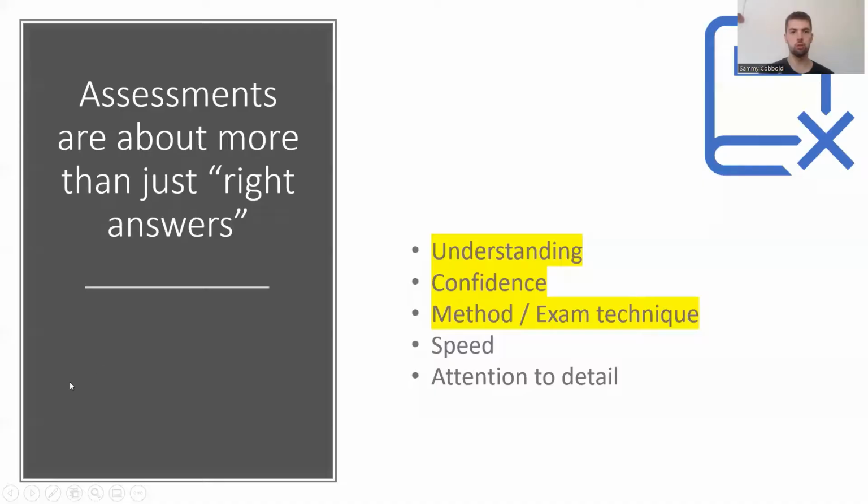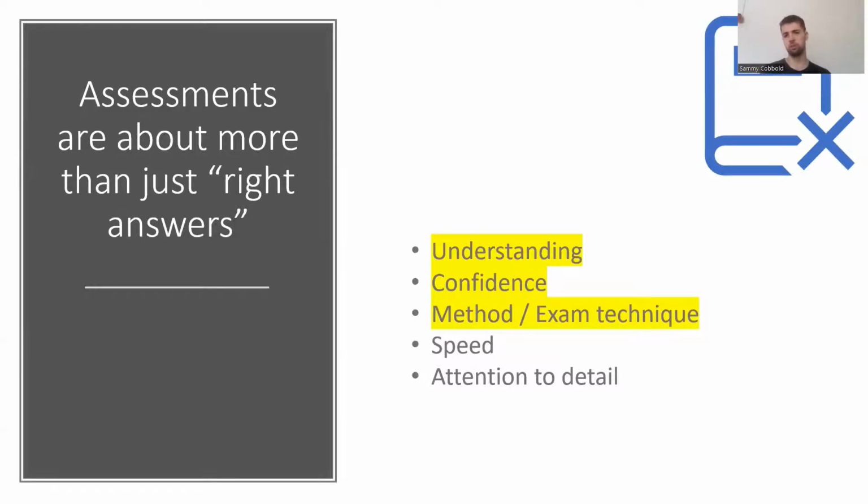I'm now going to move on to assessments being about more than just right answers. So I mentioned there are other things that could be assessed during the assessment stage of the tutoring. And in particular, I've highlighted 3, which I'm always looking out for with my own students. Those are understanding, confidence, and method. Understanding is fairly self-explanatory. Does the student understand the topic that you're working on? Have they demonstrated a sufficient knowledge in line with the curriculum?